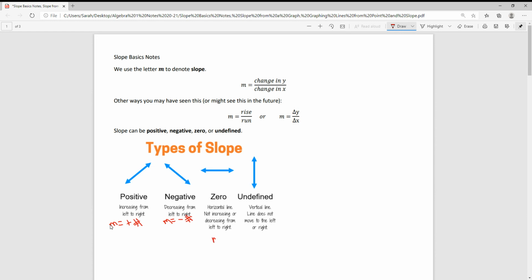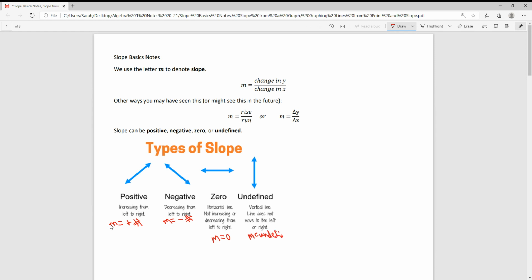If your slope is 0, that means that nothing is changing with your slope. You're not going uphill or downhill as you go across that line to the right, so you are going to have a horizontal line. The only time the slope is 0 is when you have a horizontal line. And then if you have a vertical line, which looks like this, your slope is undefined. So we don't write a number for that.